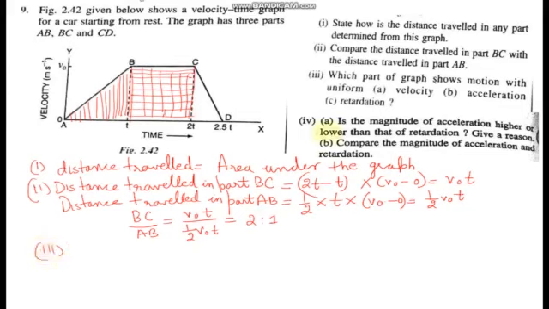Okay, come to the next part. We have to find out which part of the graph shows motion with uniform velocity. जब भी हमारे ग्राफ में uniform velocity is always given like this. If this is velocity and this is time, this part represents uniform velocity. If the graph is like this, that means it is acceleration. And if the graph is like this, that means it is the retardation. So which part is representing uniform velocity? It is the part BC. It is the part BC which is representing the uniform velocity.